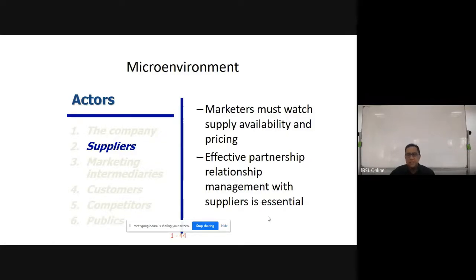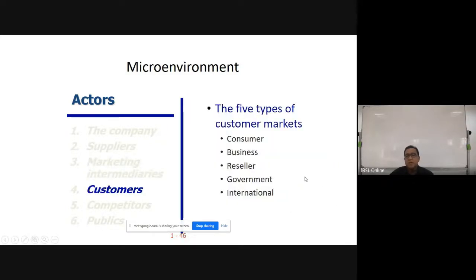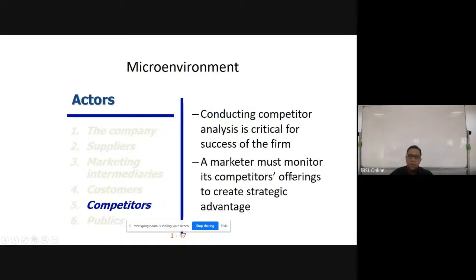So supplier relationships are critical. Marketing intermediaries help to promote, sell, and distribute goods to final buyers, which include resellers, physical distribution firms, marketing service agencies like digital or advertising agencies, and financial intermediaries. Effective partner relationship management is essential. Customers include consumers, business customers, resellers, government, and international buyers.